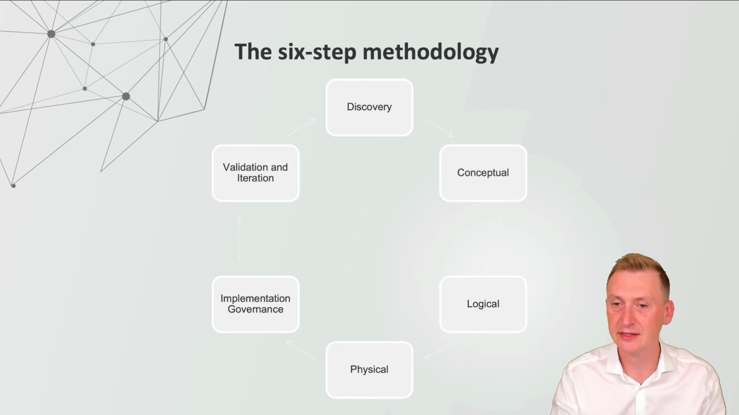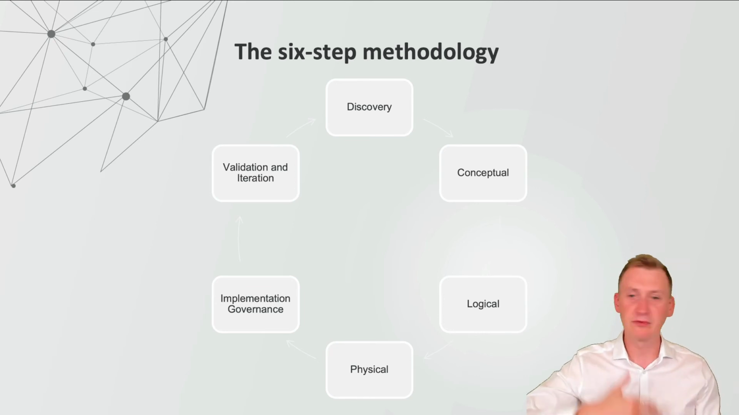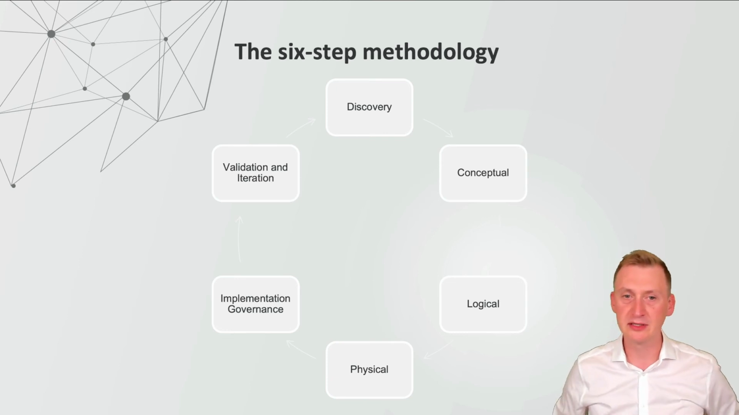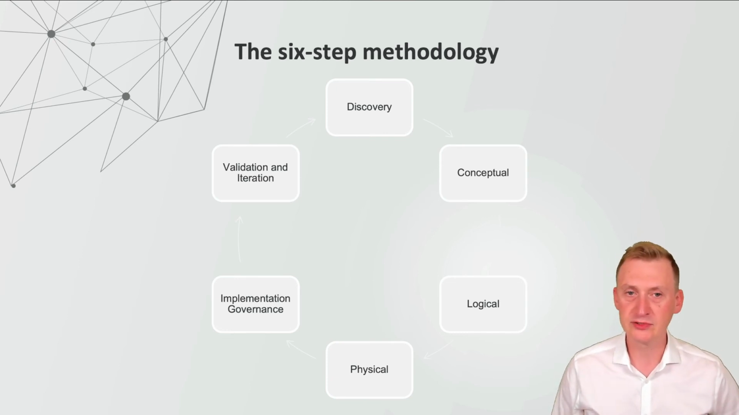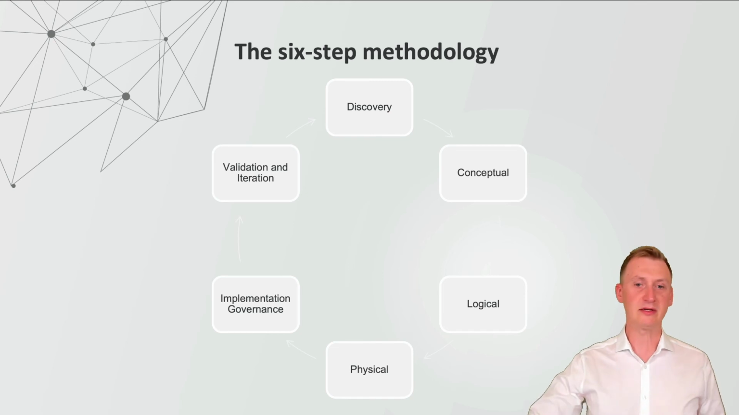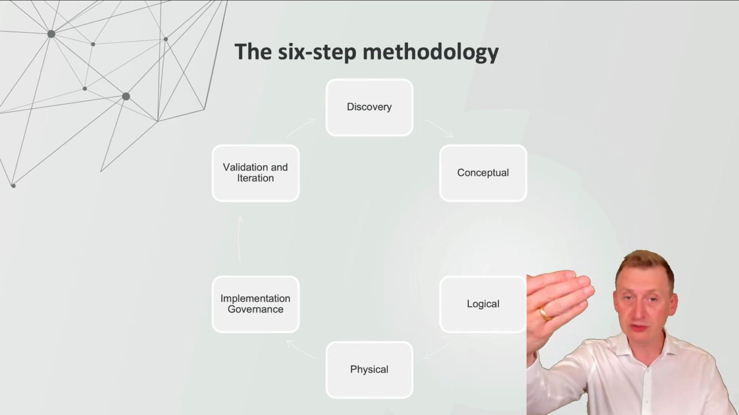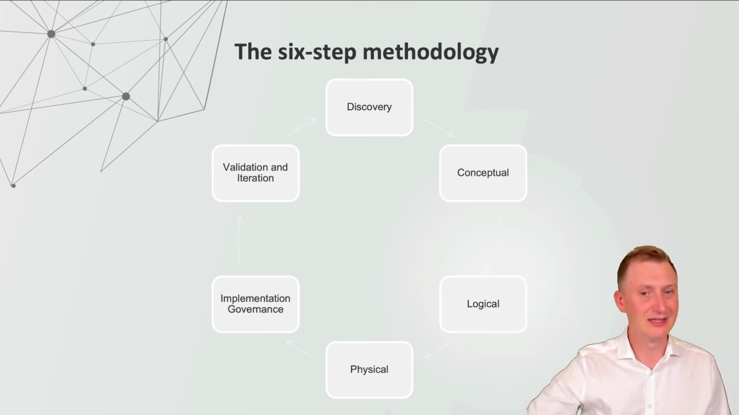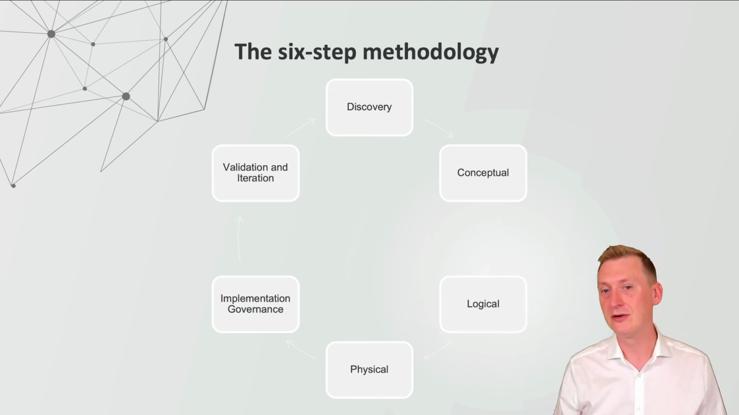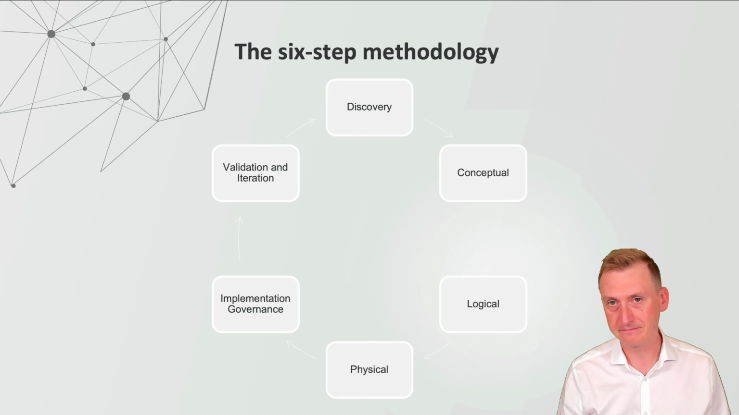Then we have the validation and iteration. Like I said, we've now done the implementation. Are we meeting our backup windows? Are we having errors? Do we have a new scope that's been adjusted? Do we need to do a new iteration? Well, then we go back to discovery. We can run through the whole cycle one more time.